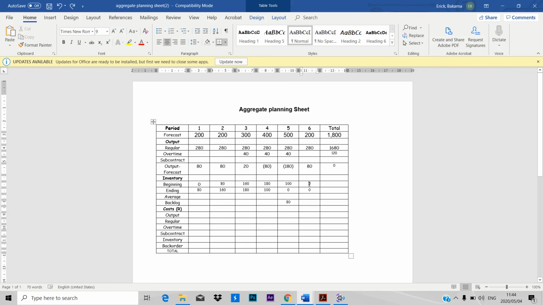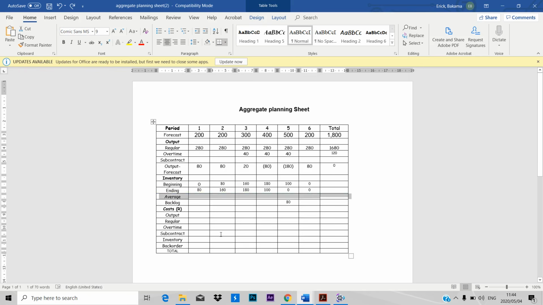So we start period 6 with the 0 from period 5. But now we have an excess of 80 units. And these 80 units, we're going to take them minus the backlog that we had here, which will give us a 0. Now, after calculating this, the next thing is to calculate the average.